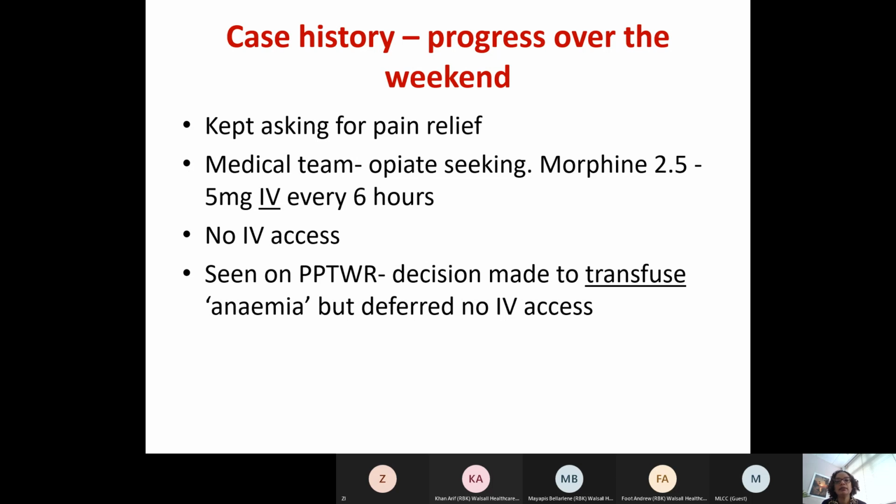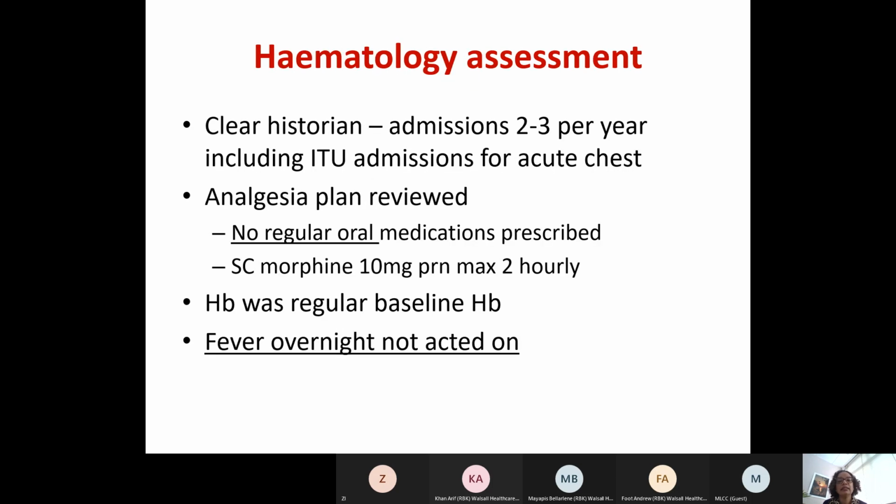She had no venous access. So how are the nurses going to give her her morphine? And they posted water and said, well, let's transfuse her. But then they didn't do that, and I couldn't really see a reason why, because she had no venous access. The patient was a really good historian. Her sickle cell disease has caused her quite a lot of trouble. She said she doesn't necessarily need IV morphine. Subcut morphine works just as well. She normally has 10 milligrams of morphine when she comes in. When we looked, her hemoglobin was a regular hemoglobin, so there was no reason for her to have any blood. And she'd also had a temperature of 39 overnight that hadn't been acted on.